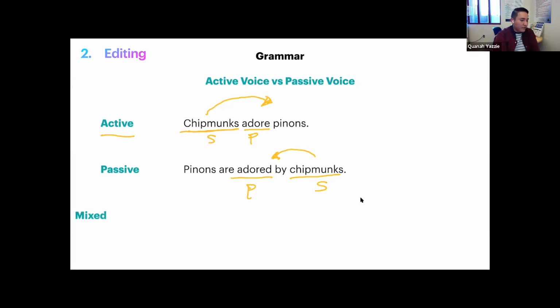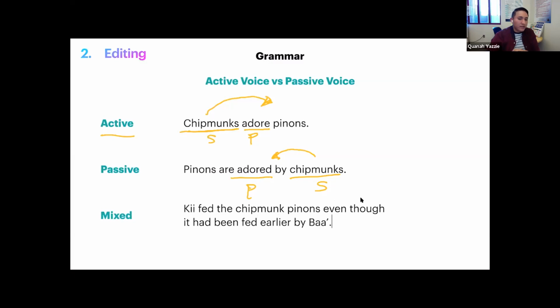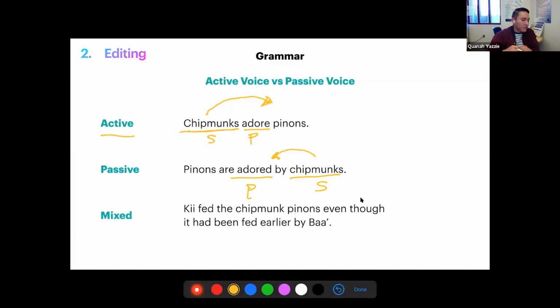And again, in some cases we see a mix of these two. In this case: "Key fed the chipmunk piñons, even though it had been fed earlier by Ba." And here we're actually mixing active versus passive voice. Here we have active voice because Key is feeding the chipmunk. And then here we have Ba at the end as the subject, and her predicate is here, "had been fed earlier."